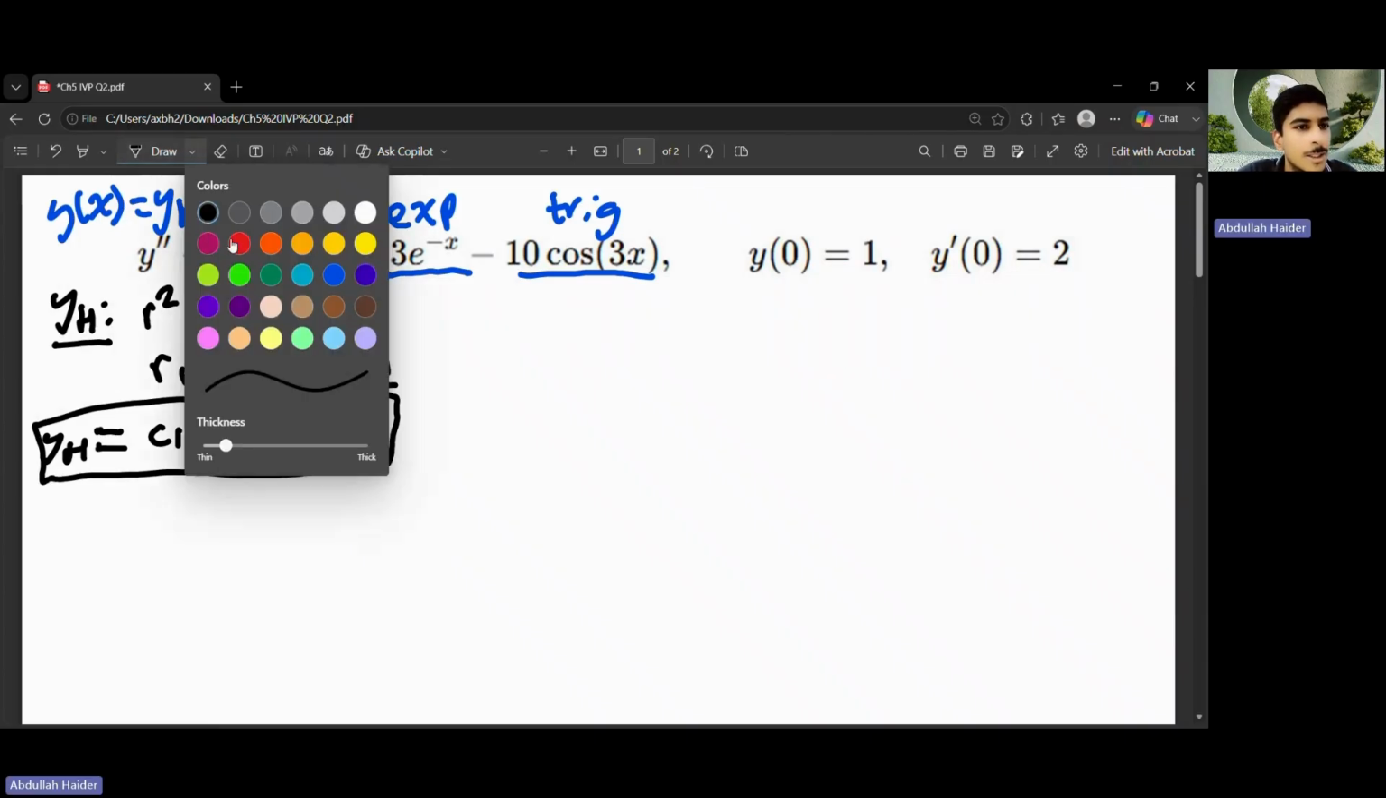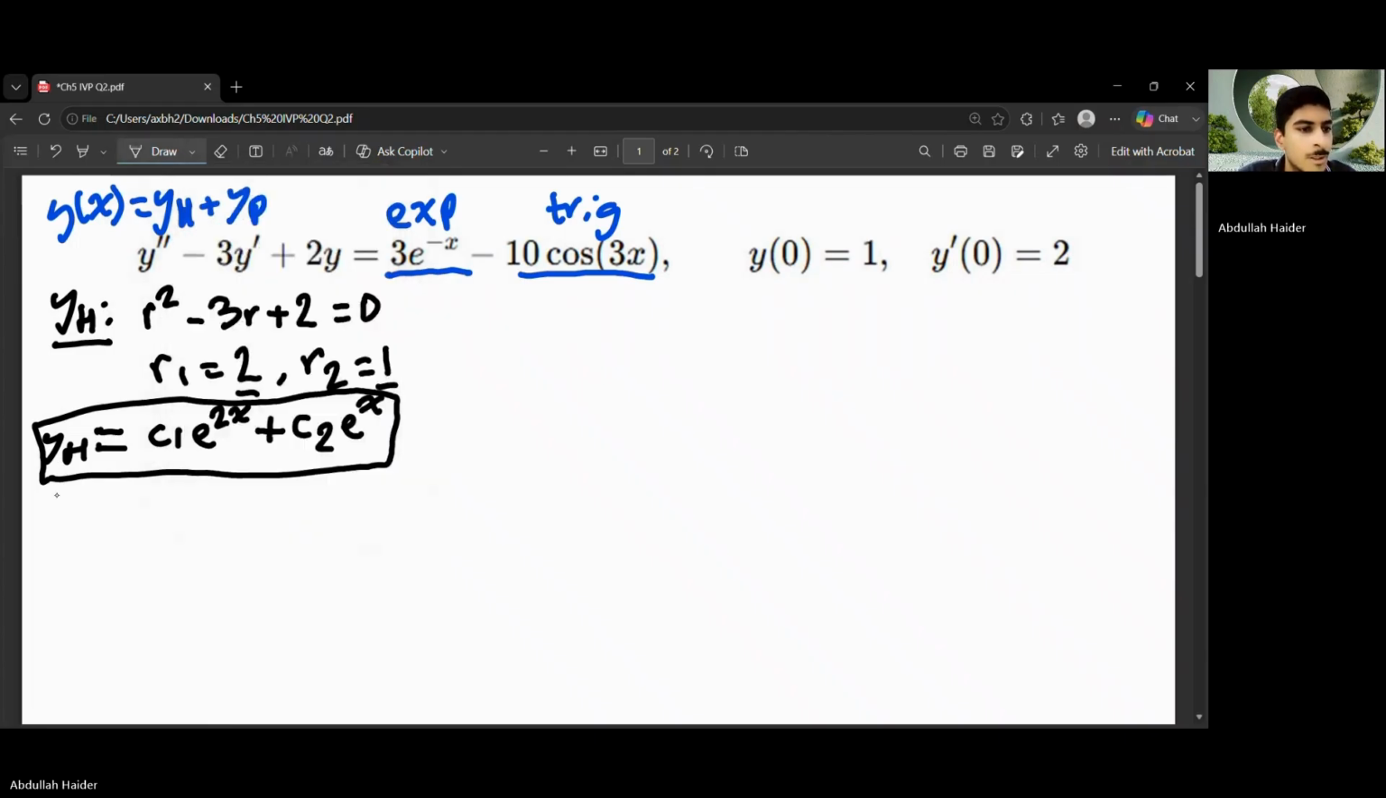And now you will make an assumption for yp. So we have an exponential. Always we have a constant outside, and we take the exponential as is. So this is the assumption we have made for exponential. As I've discussed before, you take a constant and take the exponential as it is. Plus, now we have a cosine over here. Forget the minus sign. You should not look at the minus sign when deciding on the yp.